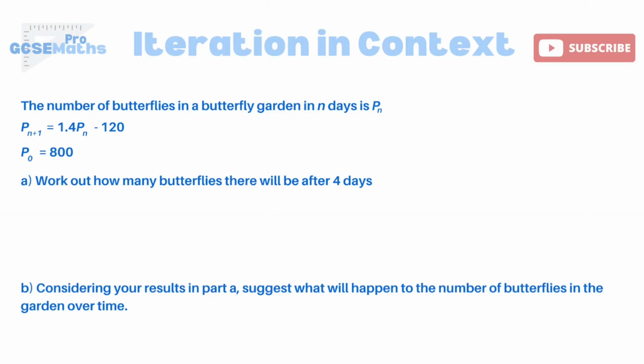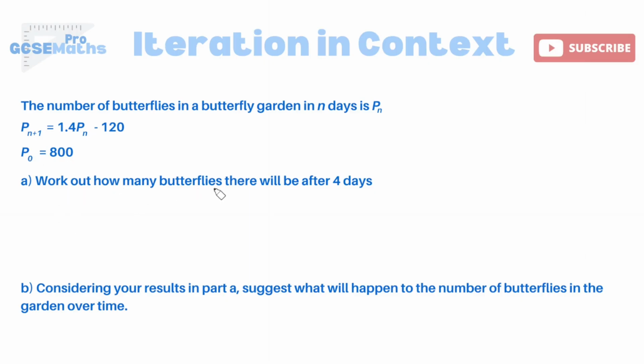Okay, similar question here, we've now got 2 parts though. So the number of butterflies in a butterfly garden in n days is P n. We've been given the formula here, it's just been written differently, but it's the same type of question, isn't it? P n+1 is equal to 1.4 multiplied by P n, and then subtract 120. So we're taking our previous amount of butterflies, substituting it in, to then get the next number. In this case, it's now in terms of days for the next day, whereas the previous one was in terms of years. And they've given us a starting value, so P0 is 800.